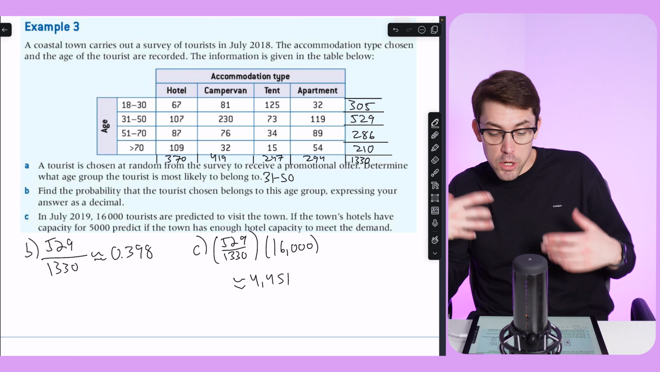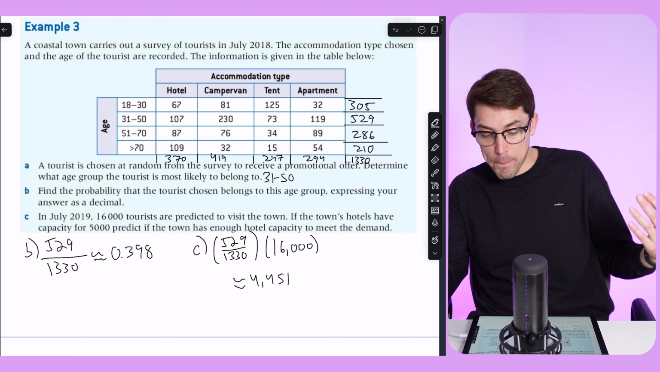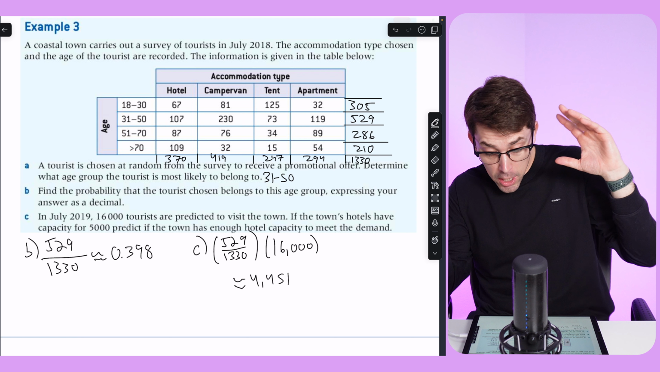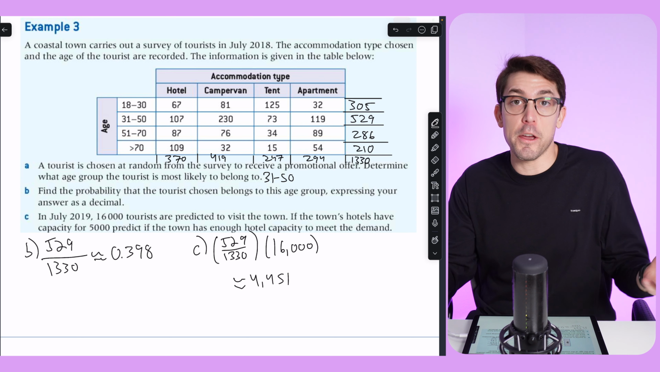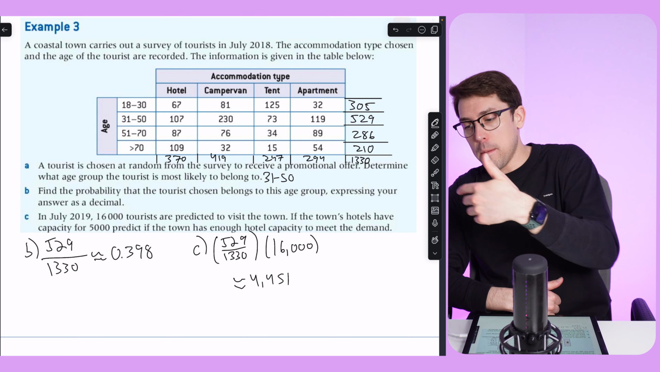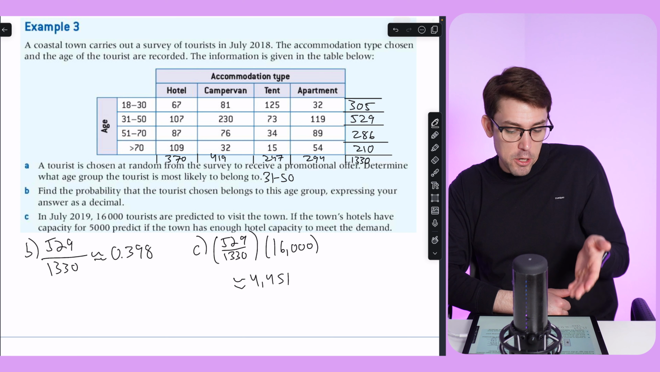So that's one way that you can use these probability models to extrapolate and apply to a larger population size to figure out what your expected values might be, whether that be number of coins, the number on a die, or even something in terms of a hotel and accommodation types.